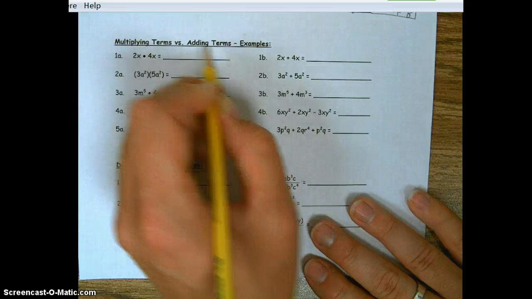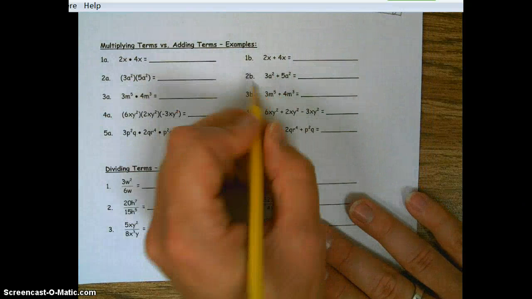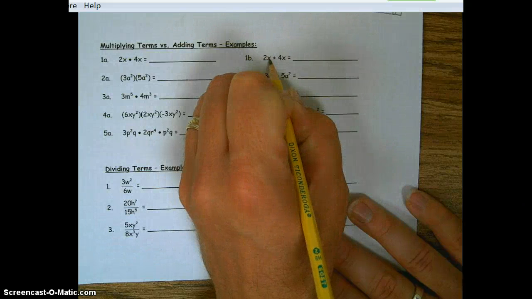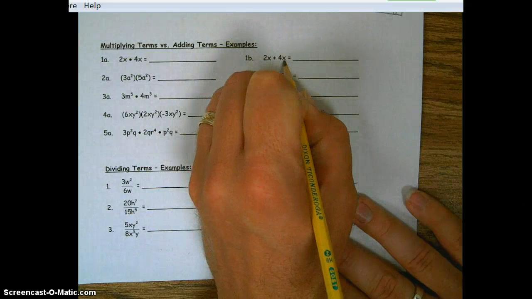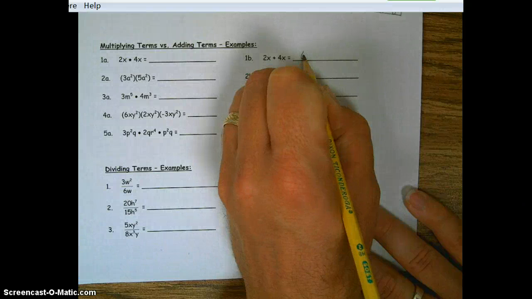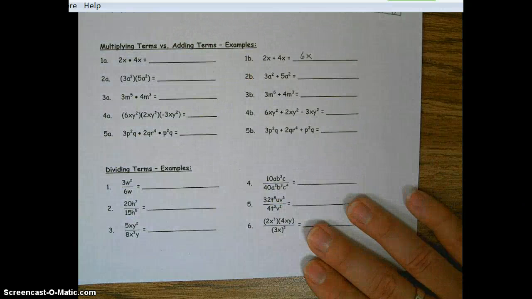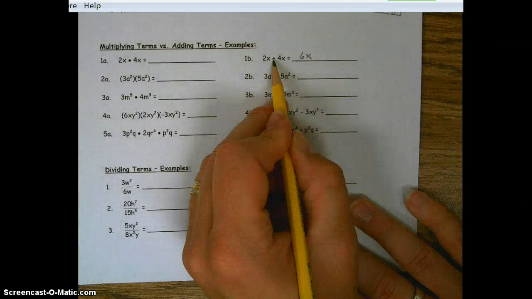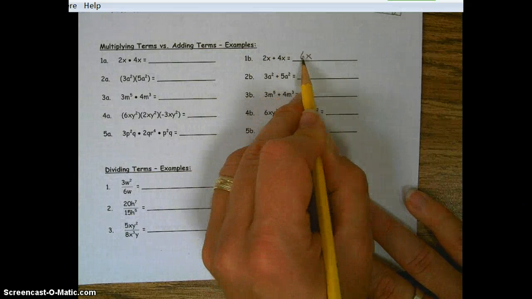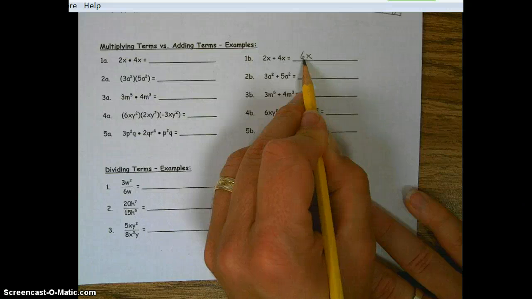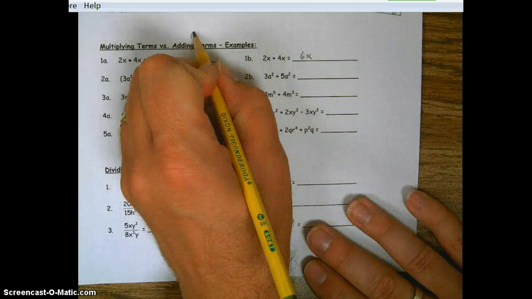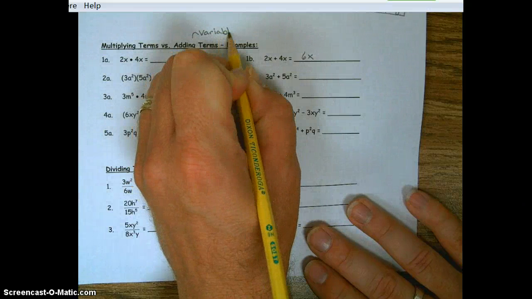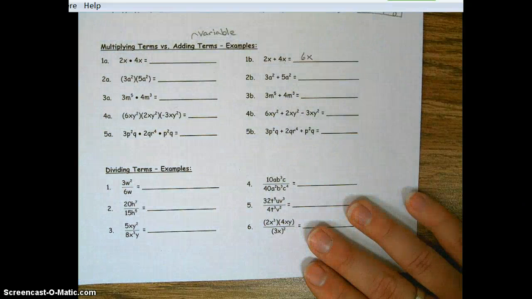Okay, so when adding terms, think of it this way. We have 2x's plus 4x's gives us 6x's. So when adding, and yes, even subtracting, the variable stays the same. That's it. But they have to be alike in order to combine them. Remember, combining like terms, they have to be alike.